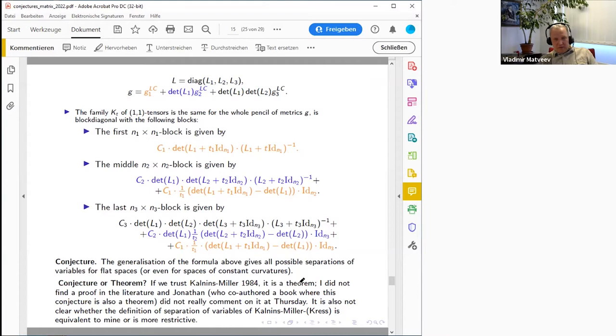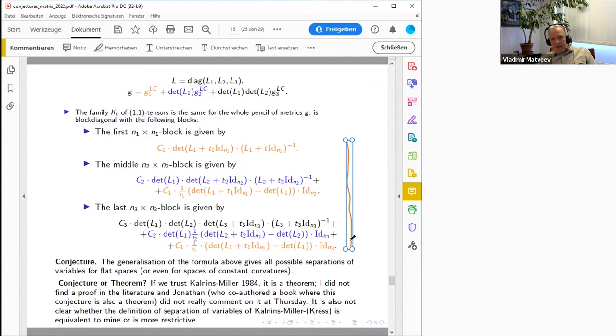The formula which appears, not this formula, but at least the structure of the description of separate variables, is very close to one written in the paper of Kalnins and Miller. There they claim it as a theorem, but did not give a proof. And I did not really find any proof in the literature. I first discussed it with Jonathan, and he also said that he doesn't know the place where the proof is.